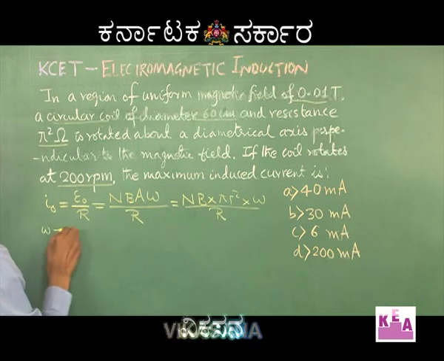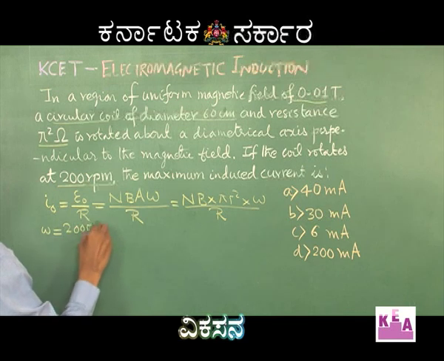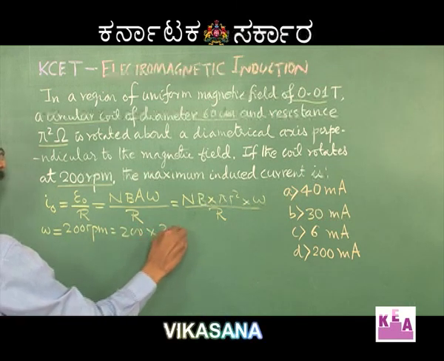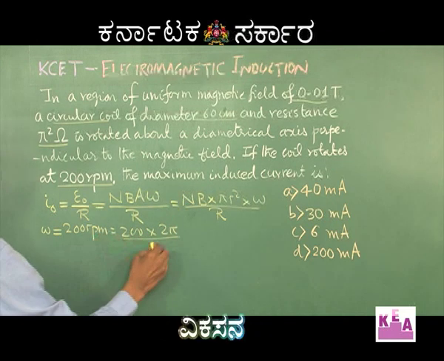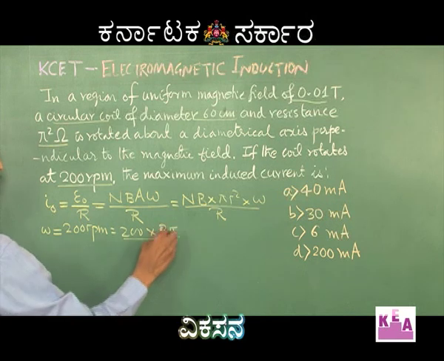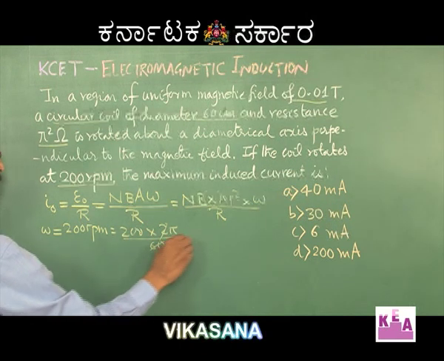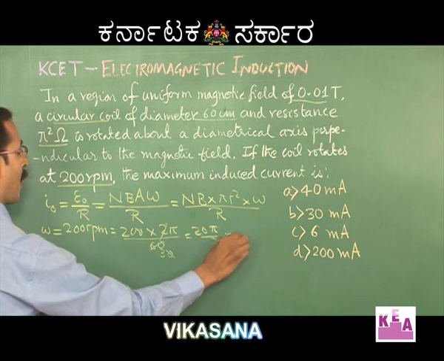Let us calculate what the value of omega is first. Omega is 200 rpm, which is equal to 200. 1 revolution means 2 pi radians, therefore 200 into 2 pi divided by 60 seconds, since per minute means 60 seconds. This can be cancelled by 30, and we get 20 pi by 3 radian per second.